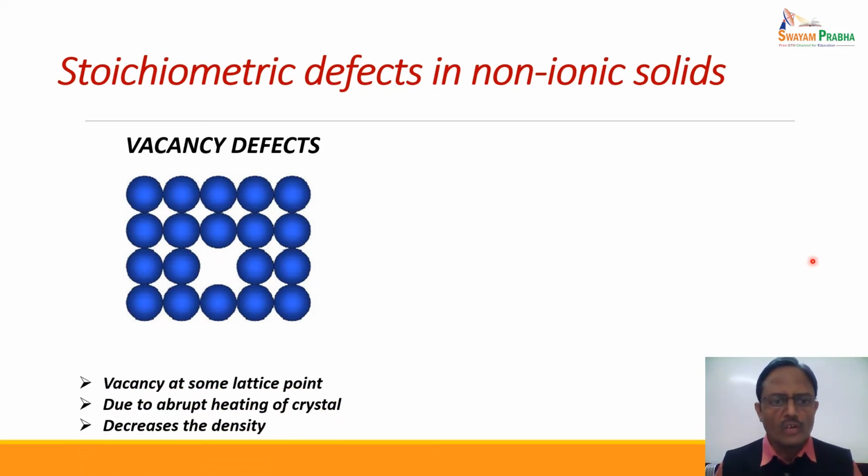Now in case of vacancy at some lattice points, due to abrupt heating of the crystal, this type of vacancy defect is created. Since the atoms are not present at this location, the volume remains the same but the mass has reduced. As a result, the density of the metal will decrease if the number of vacancy defects goes on increasing.